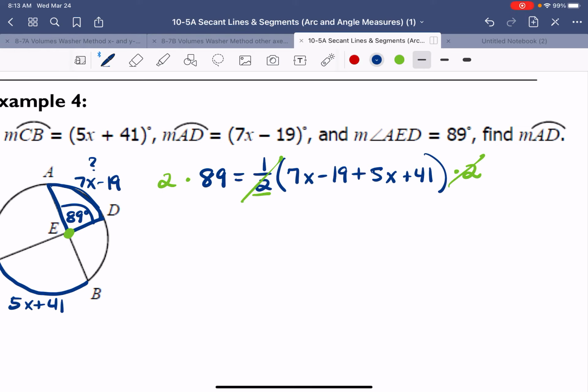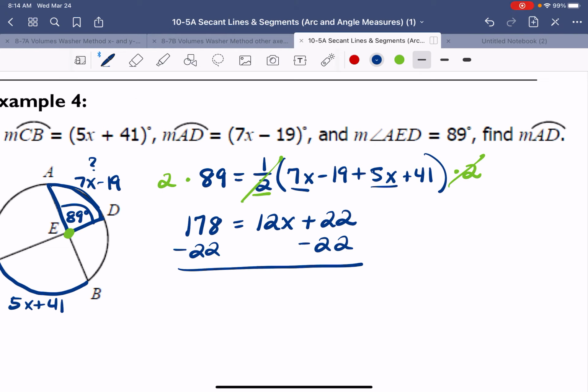So now I know that 2 times 89, that's 178. And that's equal to, now that I don't have the fraction to worry about, I can go ahead and combine my like terms. I have 7x and 5x. That combines to become 12x. And then negative 19 and plus 41 gives us plus 22. And now this is just a simple algebra problem. Let's subtract 22 from both sides. Okay. And that gives us 156 is equal to 12x. And then finally I'm going to divide both sides by 12. And then I get x is equal to 13.